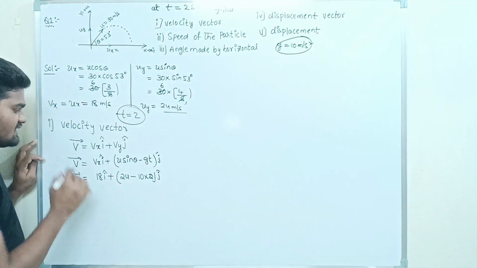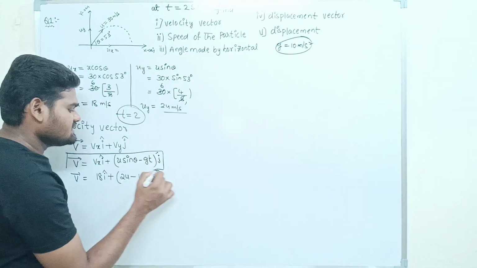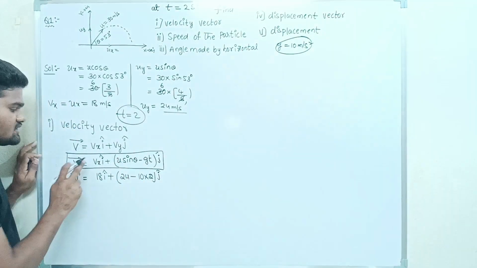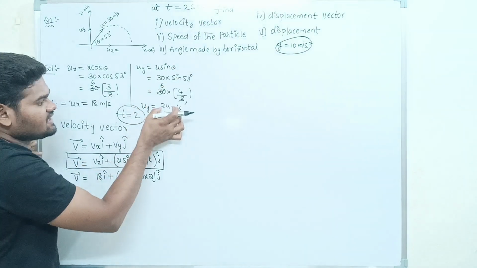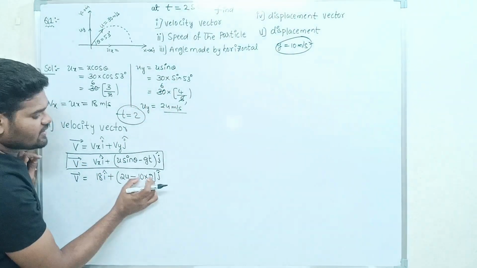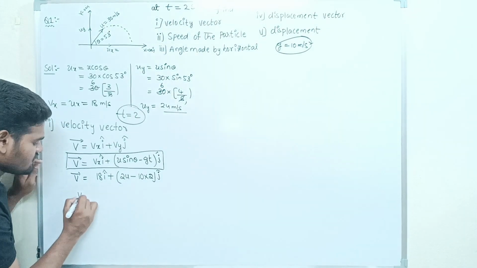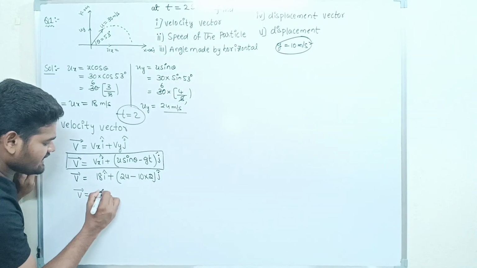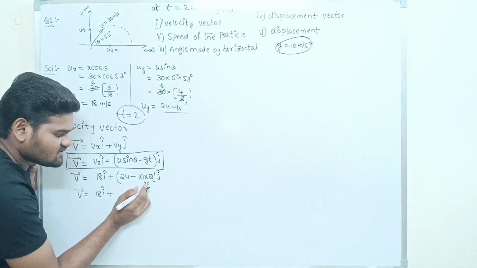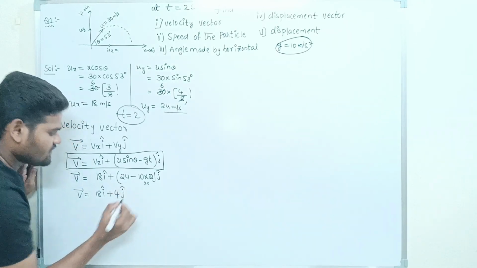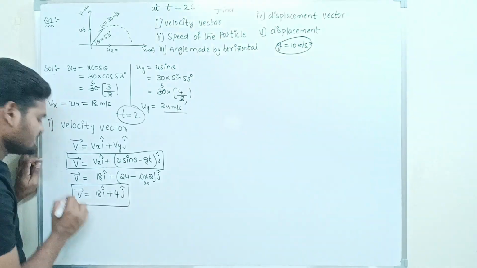Any difficulty is there? That's why I told you, please remember the formula. So Vx is nothing but Ux, that is 18. The value of u sin theta is equal to how much? 24, minus 10 into 2 j cap. So V bar is equal to 18 I cap plus 24, 2 tens are 20, 24 minus 20, 4 j cap. That's it. This is a velocity vector.